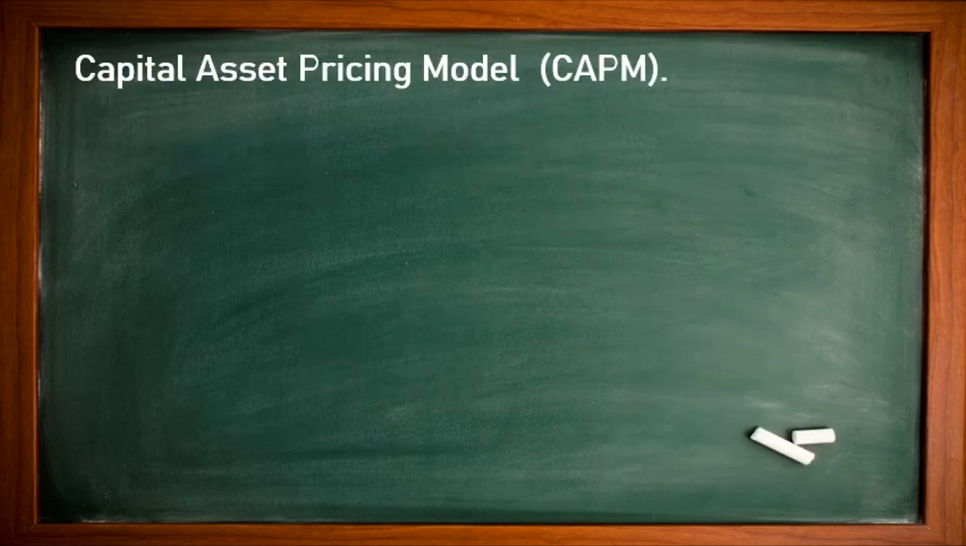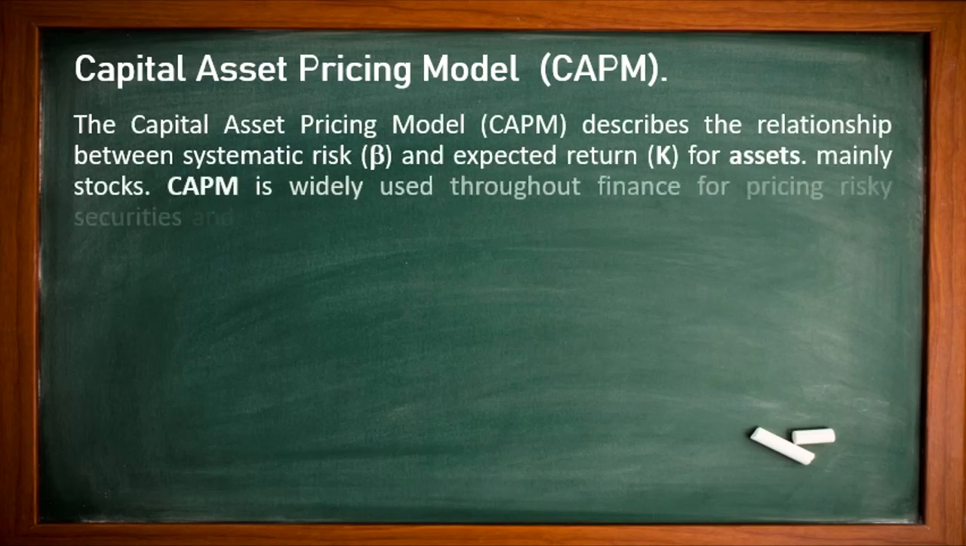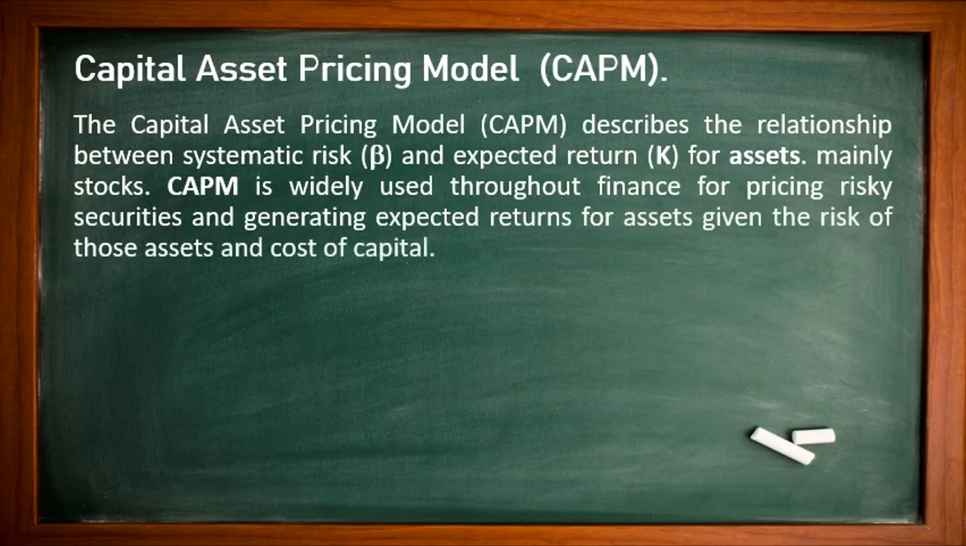The capital assets pricing model, the CAPM model, is a very famous model and it gives a very good snapshot of required rate of return. The capital assets pricing model describes the relationship between the systematic risk, that is beta, and expected return, that is K bar, of assets, mainly stock. CAPM is widely used throughout finance for pricing risky securities and generating expected return for assets, given the risk of the assets and the cost of capital.